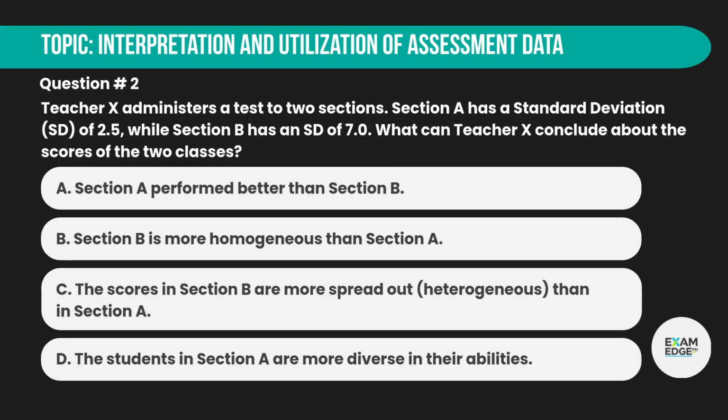Question number 2. Teacher X administers a test to 2 sections. Section A has a standard deviation, SD, of 2.5, while Section B has an SD of 7.0. What can Teacher X conclude about the scores of the 2 classes? A. Section A performed better than Section B. B. Section B is more homogeneous than Section A. C. The scores in Section B are more spread out, heterogeneous, than in Section A. D. The students in Section A are more diverse in their abilities.